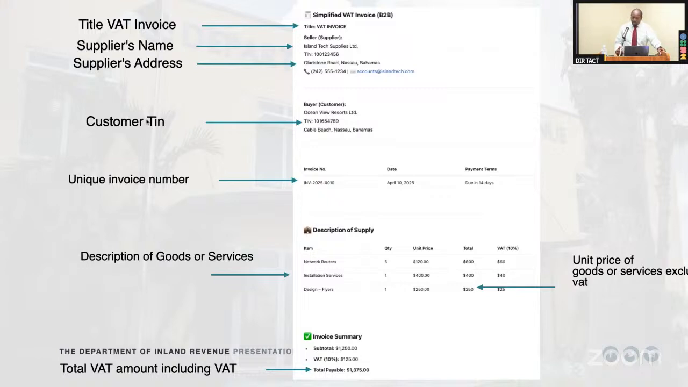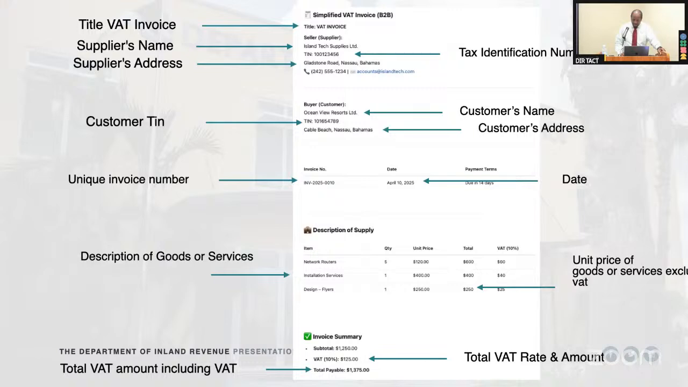So, of course, you have your supplier's name, their TIN. You have the customer's name, their TIN. A couple of my lines are missing. Let me fix these. All right. There we go.